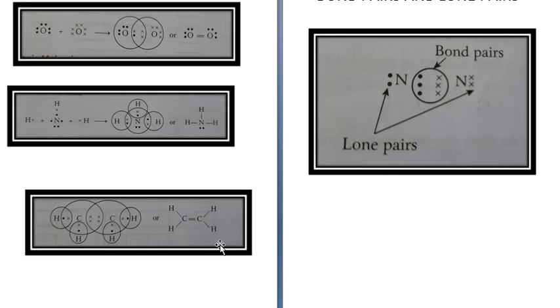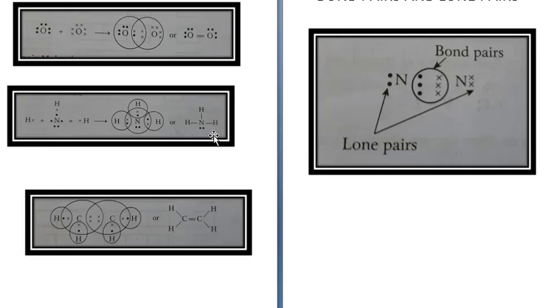In these, the dots and crosses are electrons, and such structures are called Lewis structures, whereas structures in which covalent bonds are represented by lines are known as Couper structures. This structure is a Lewis structure and this is a Couper structure. Same way here, Lewis structure and this is Couper structure.